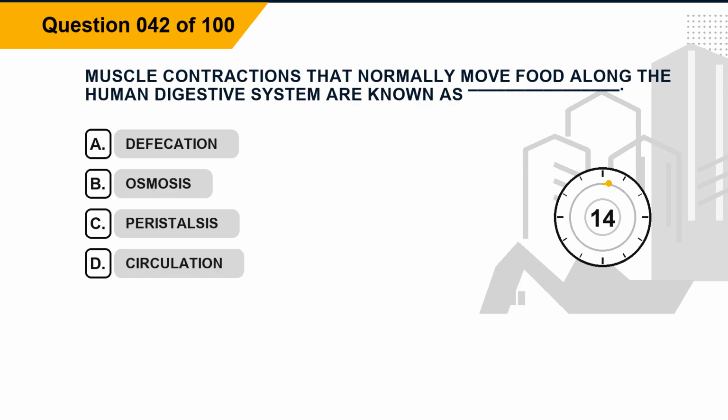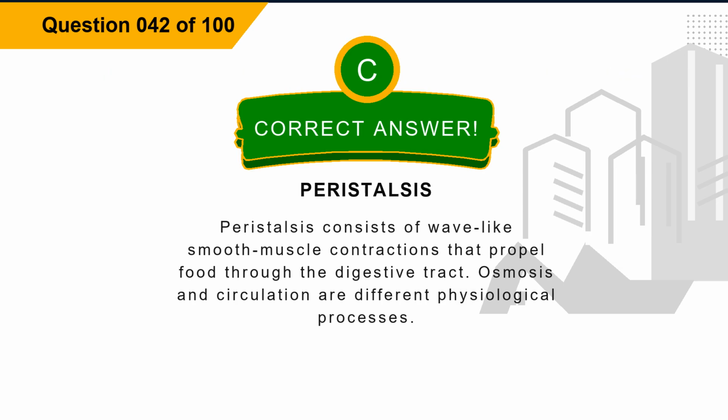Question 42. Muscle contractions that normally move food along the human digestive system are known as blank. Option A, defecation. Option B, osmosis. Option C, peristalsis. Option D, circulation. The correct answer is option C, peristalsis. Explanation: peristalsis consists of wave-like smooth muscle contractions that propel food through the digestive tract. Osmosis and circulation are different physiological processes.